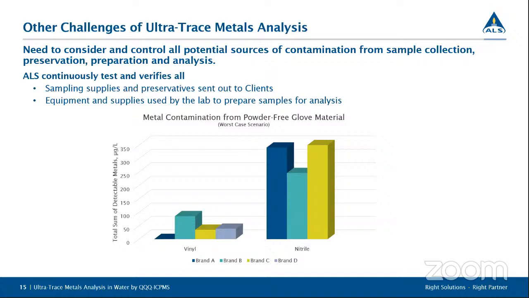And at ALS, we go through the same type of process to validate all of our sampling supplies, from the bottles, gloves, and preservatives, and then in the lab, equipment like test tubes and reagent dispensers, pipette tips, etc., that could potentially come in contact with the sample.